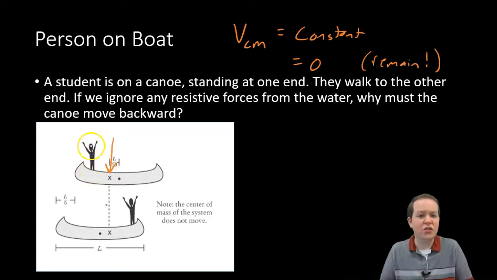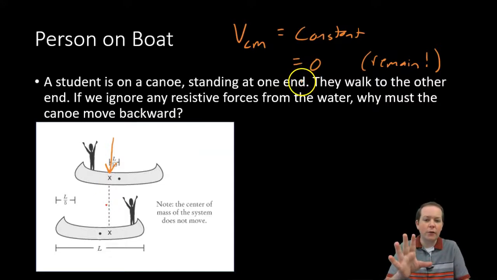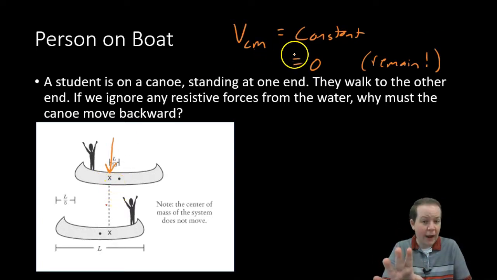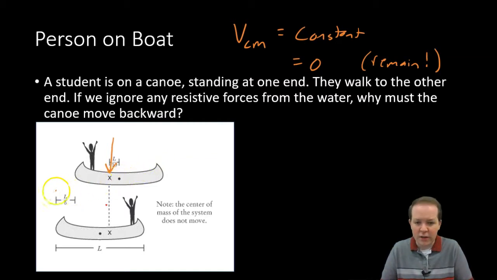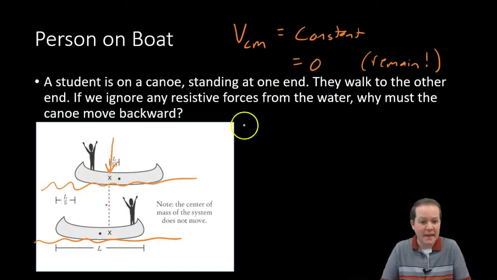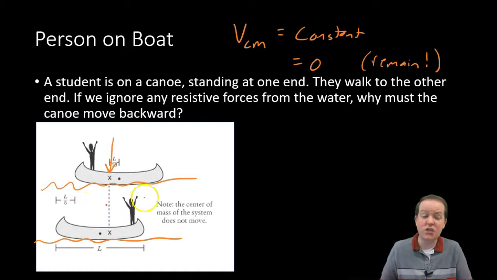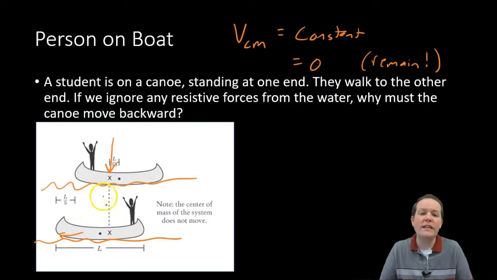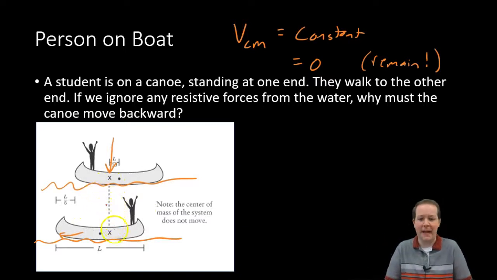So if then the person starts moving to the right, well, the velocity of that center of mass was 0. What does that mean in real life? It means that that center of mass can't start moving. It needs to stay in the same location. So, since it started at rest, well, it has to stay right here. The water is right here, but it can't move because it was at 0 in the beginning. It has to stay at 0. So if the person started walking, the canoe has to shift backwards the other way, always keeping the location of that center of mass at rest.